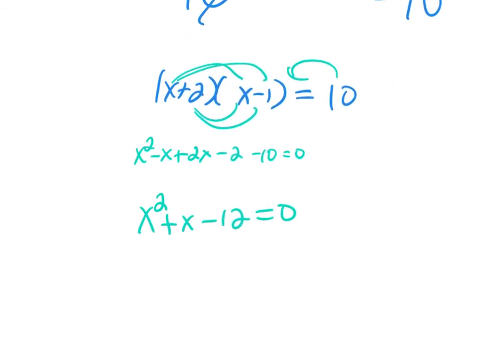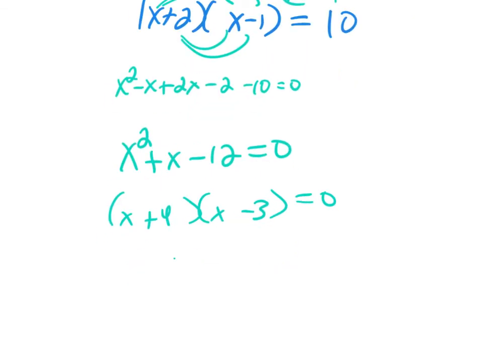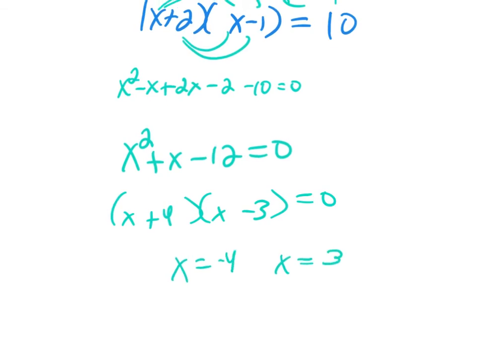Can I factor this? Yes. What are the factors of negative 12 that multiply to give me negative 12, but add to give me positive 1? x plus 4, x minus 3. So x equals negative 4 and positive 3.